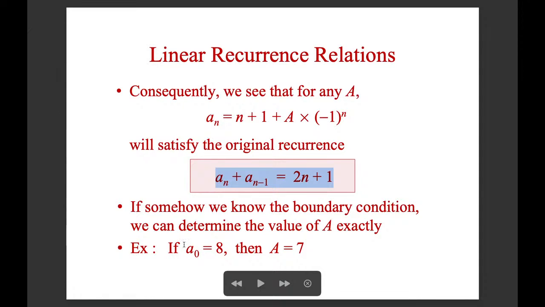Similarly, if a0 is 8, then 8 is equal to a0, which is 0 plus 1 plus a times minus 1 to the power 0. Then we can solve for a, so that a is equal to 7. So if I have the boundary condition a0 equal to 8 and the recurrence is like this, then the solution will be n plus 1 plus 7 times minus 1 to the power n.